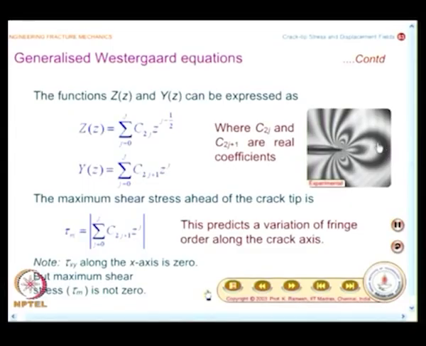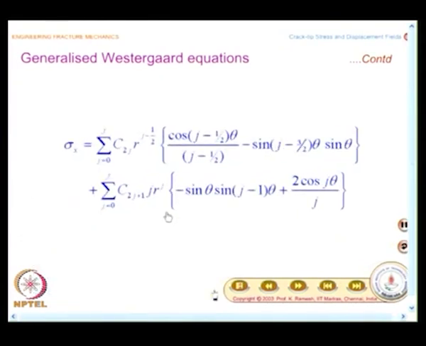That is what determines whether you have mode 1, mode 2, mode 3, or a combination of mode 1, mode 2, mode 3. So, the success of Sanford's approach is by bringing in the stress function Y and also taking both the capital Z and capital Y as series functions. He was able to get analytically an expression for tau max, which varies along the crack axis. Now, you can also get the expression for stresses.